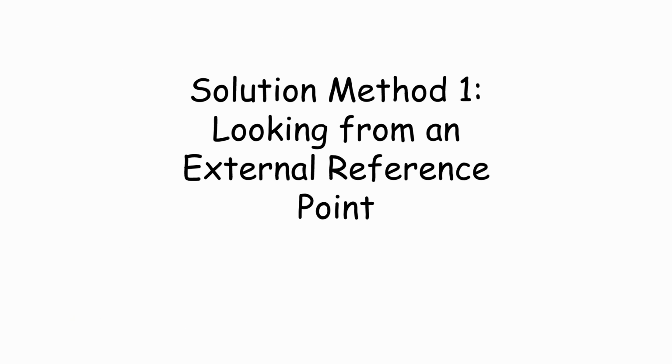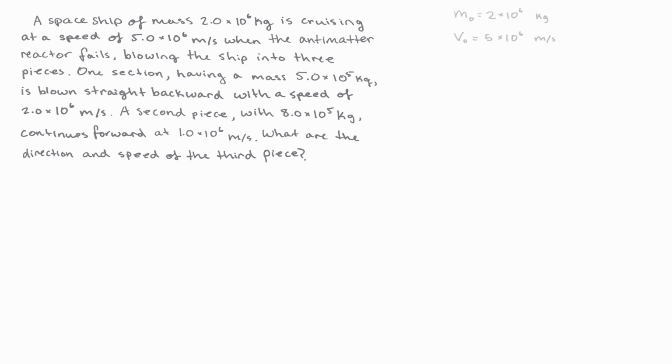So to solve this problem, we're going to first look at the problem from an external reference point, and let's go over our givens. So we have the total mass of the system, or the spaceship before it blew up, and we have the initial velocity. It's positive, so let's assume that forward is positive in this question.